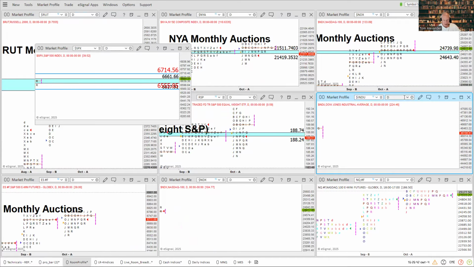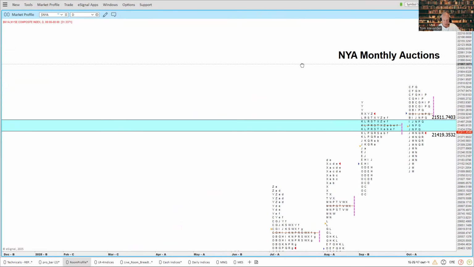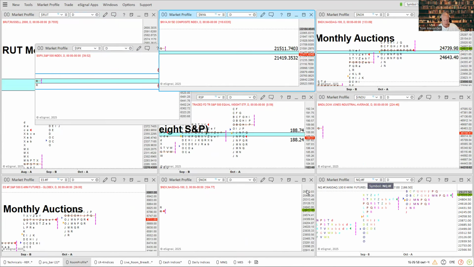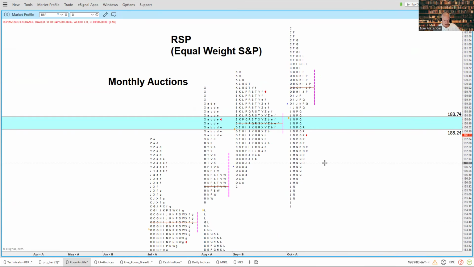Okay, now let's take a look at the New York Composite, the broadest of the indices that we follow, and it is closing below the high volume node for October and the high volume node for September. Here's the close. Let's look at the equal weight S&P. It is also closing now below, this is almost a double distribution, and it's into the lower distribution for the month of October, assuming this is a double distribution. It's also closing below the September high volume node. That goes on the bearish side of the ledger.